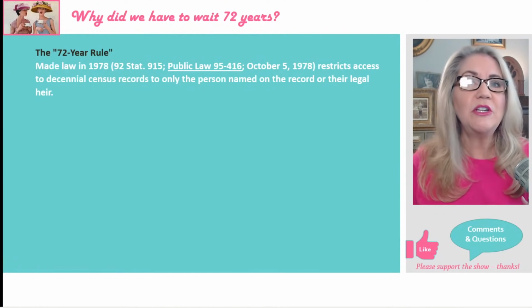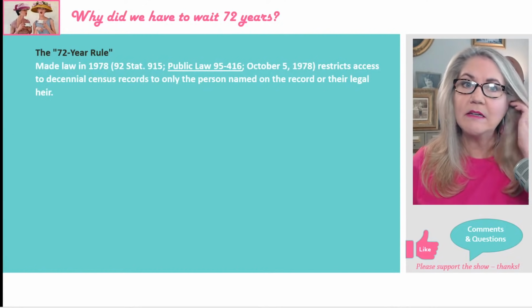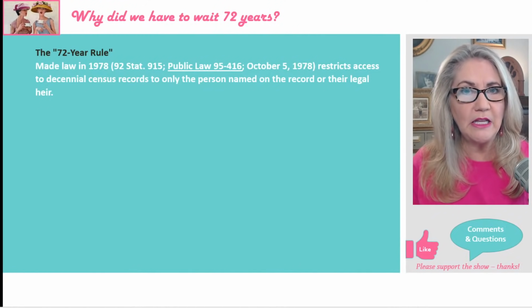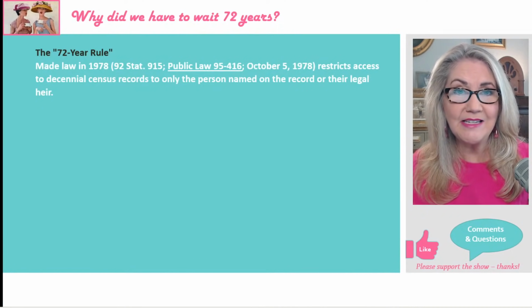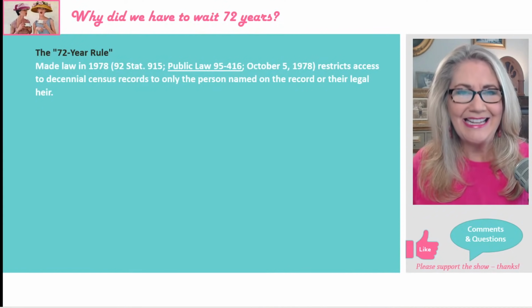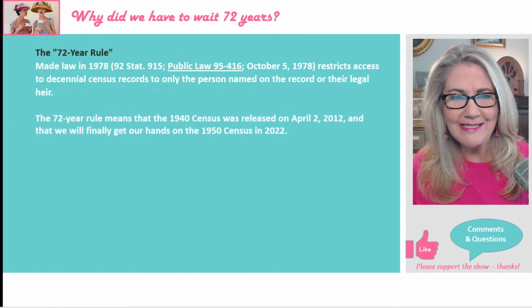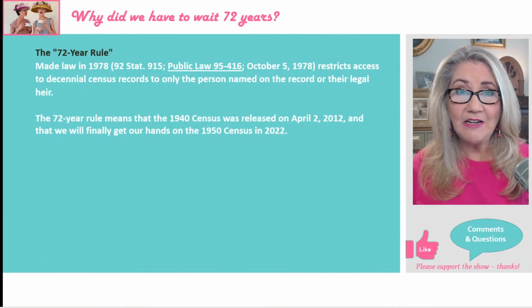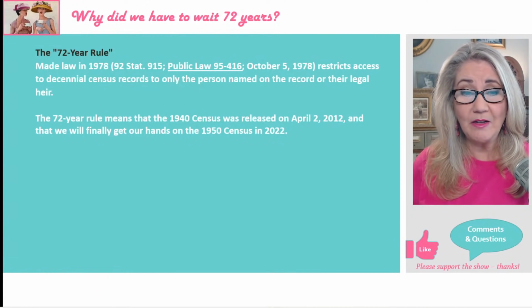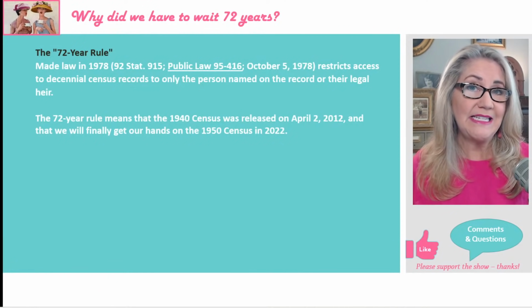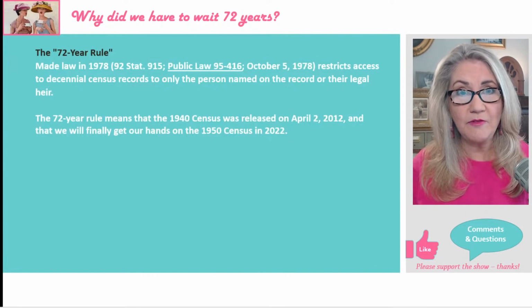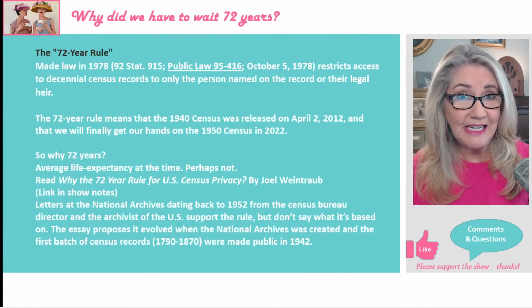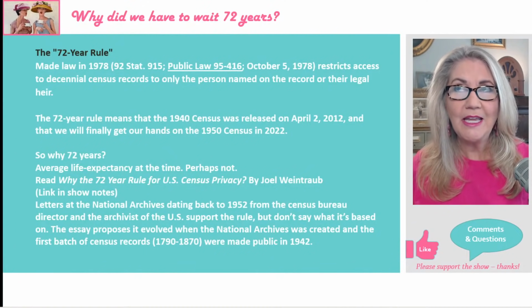So if for some reason you have a legal proceeding or reason to need to verify something from 1950 and you can prove you're a legal heir, you could get access sooner. But generally speaking, that's not the case for most of us. So the 72-year rule means that the 1940 census that we got a little while back was released on April 2nd of 2012. And that means we're going to get the 1950 in 2022.